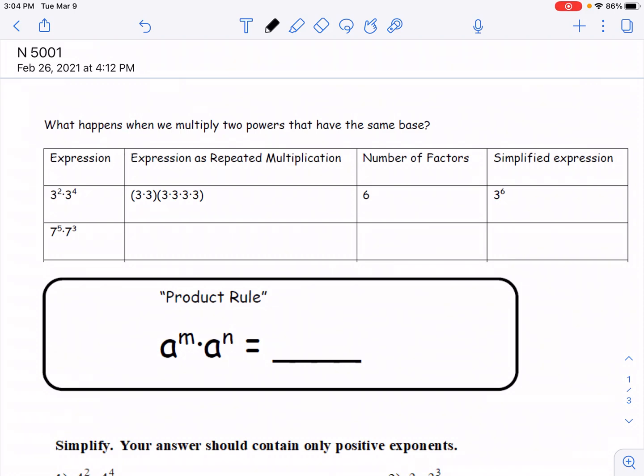All right, so now we're going to look at what's called the product rule and the quotient rule, continuing with our discussion of exponents, but we're still not including any variables. So it says, what happens when we multiply two powers that have the same base? There's something very special that happens when we have the exact same base.